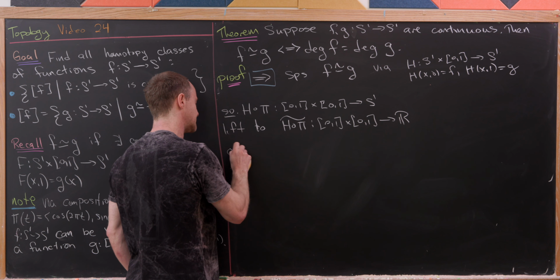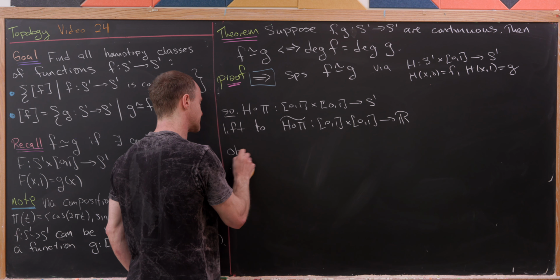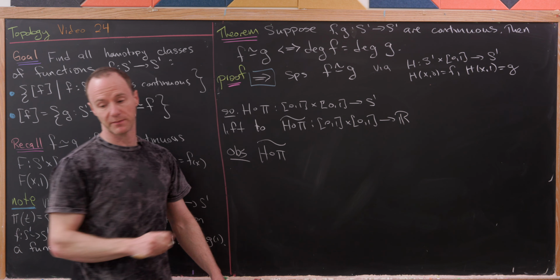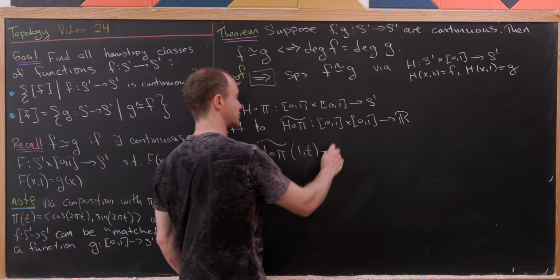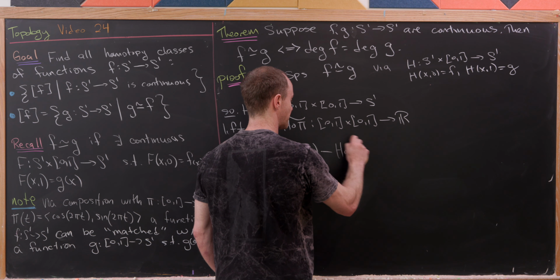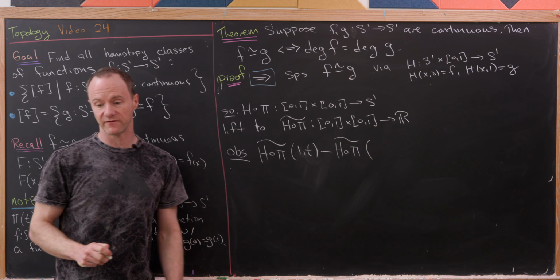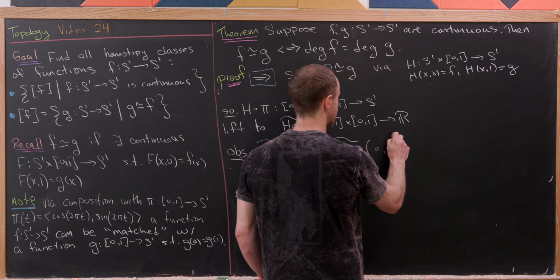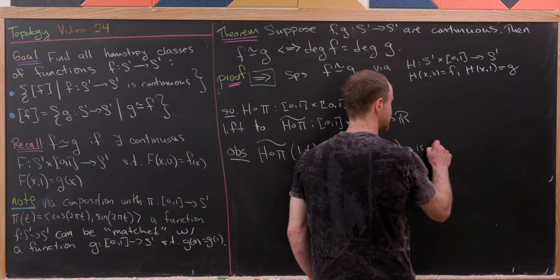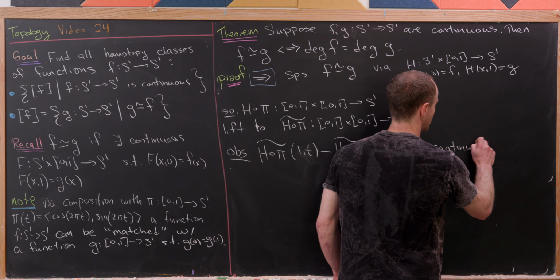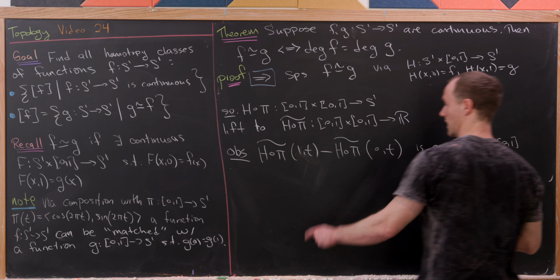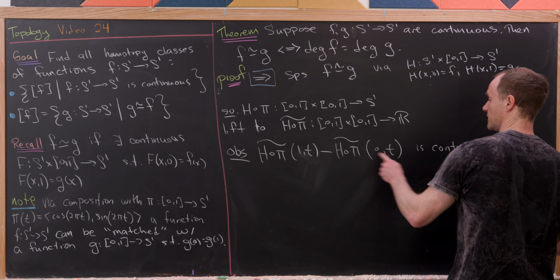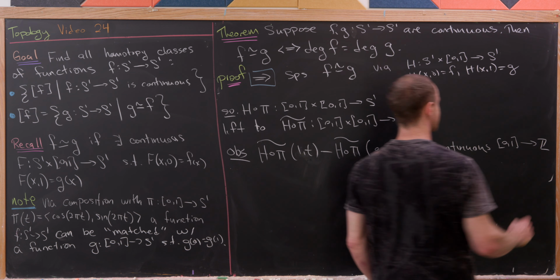Okay, and now let's observe the following calculation. And that is if we take h composed with pi tilde and we evaluate it at (1,t), and we subtract h composed with pi tilde and we evaluate it at (0,t), then this is continuous. And not only is it continuous, but it goes from [0,1] in this variable right here, or this entry right here, into Z.